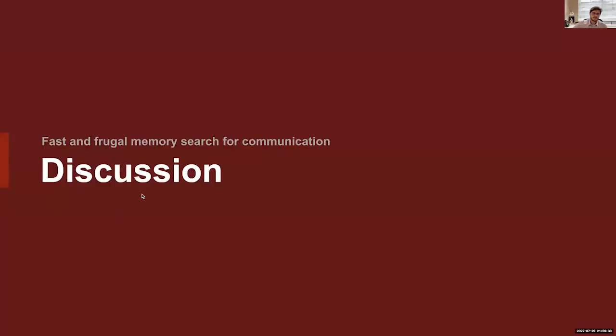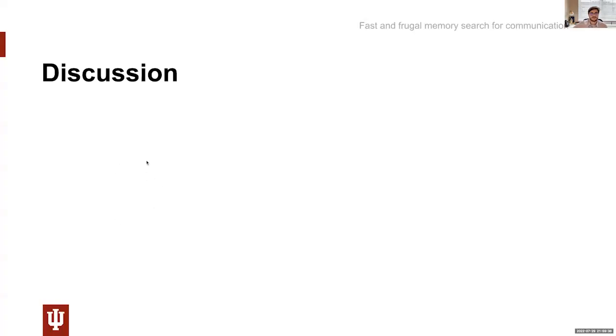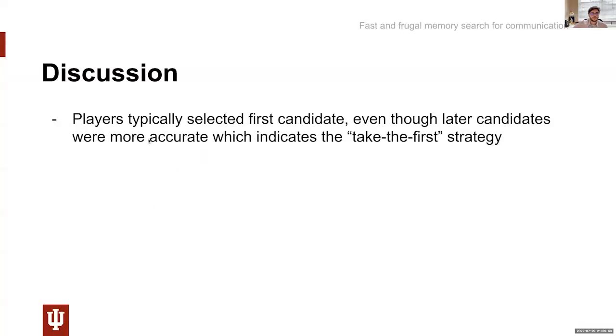So let's talk more about what our results actually mean in this context. We can do a little recap here. Players typically selected the first candidate, like we said, even though later candidates were more accurate, which indicates the take-the-first strategy. And again, the take-the-first strategy is that the first thing you thought of must be right, essentially. Even though we saw that it wasn't actually true for later samples, participants actually believe this to be true.